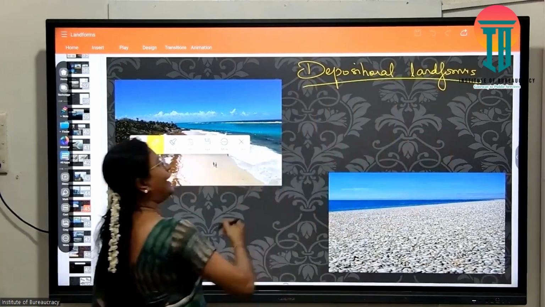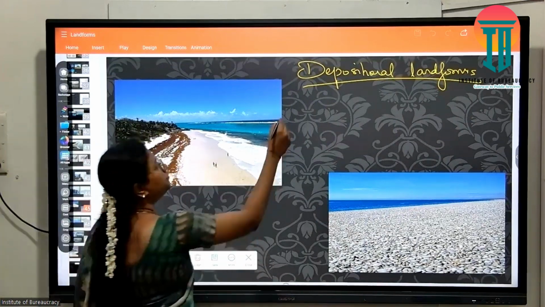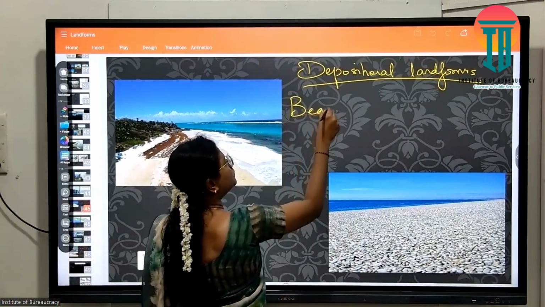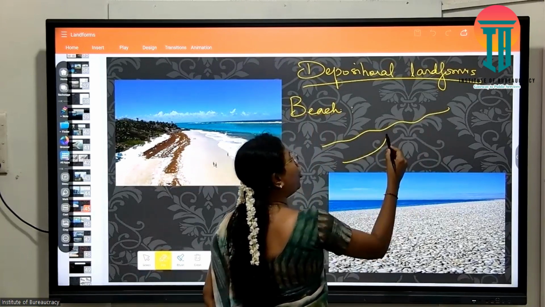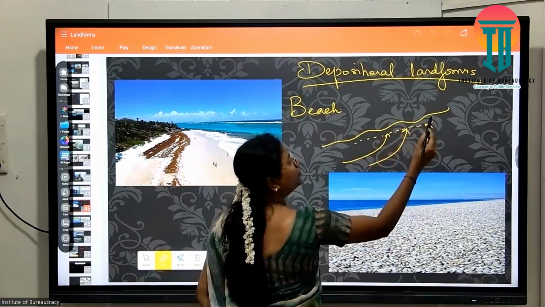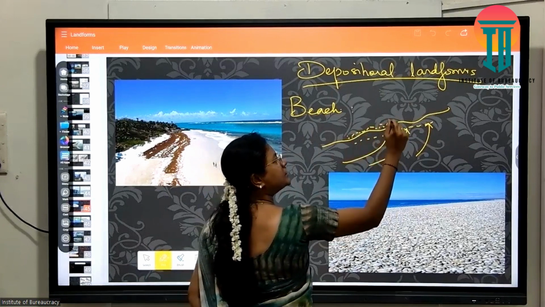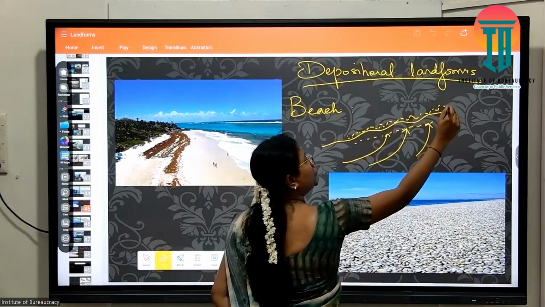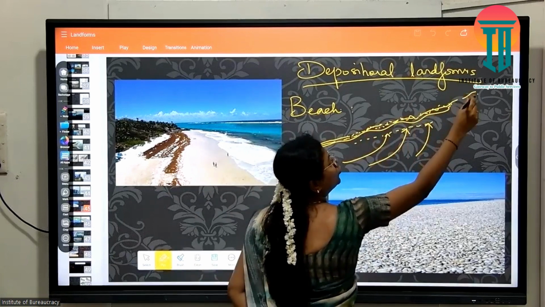Depositional coastal landforms. The most predominant one is beaches. Due to wave action or longitudinal drift of waves, the marine sediments are brought down into the coast and get deposited along the coastlines, which are lying parallel to the coast.